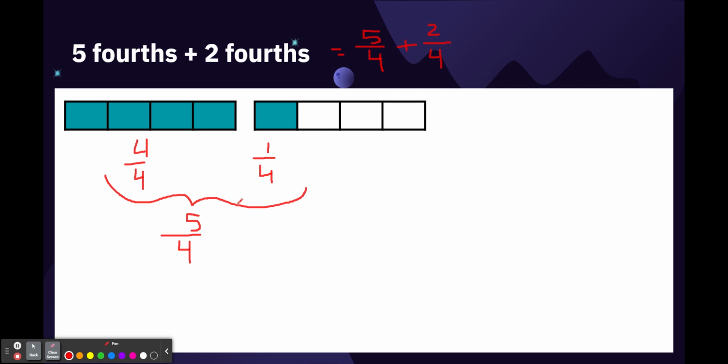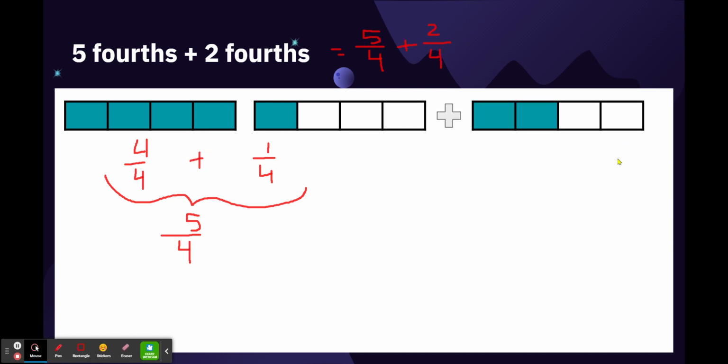Now I'm not quite done yet because I need to go ahead and add 2 more fourths. So if I add my 2/4, I can now go ahead and count. So I have 1, 2, 3, 4, 5, 6, 7/4. So now I have 7/4.